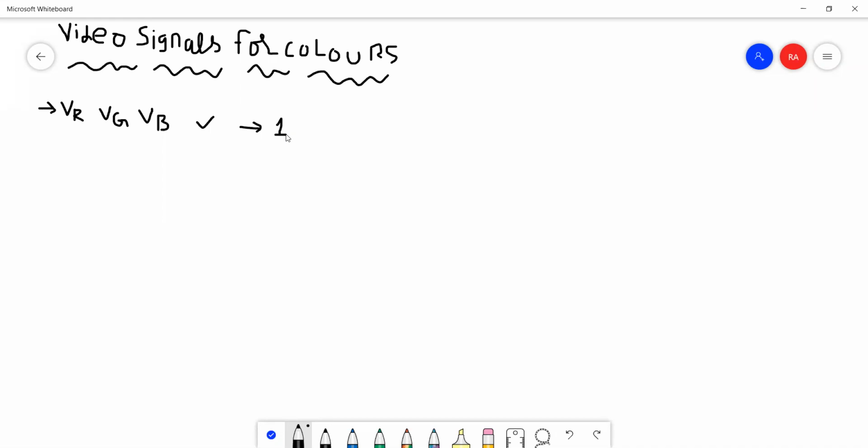So it is common to represent these colors red, green, blue. Instead of VR, VG, VB, a correction is applied to these voltages to compensate for any non-linearity of the system and of the picture tube. This is a very important short answer: that is gamma correction.